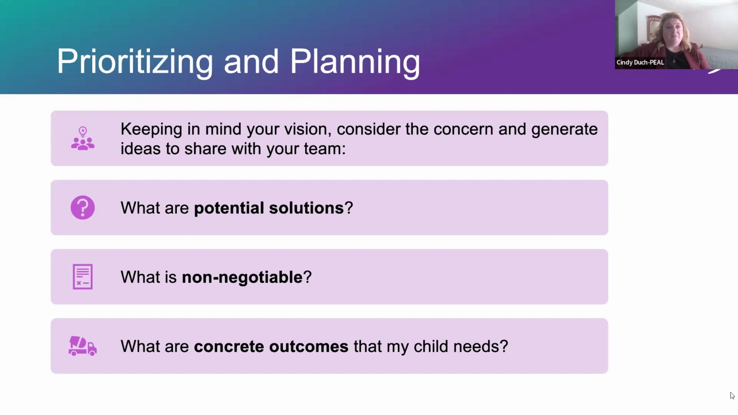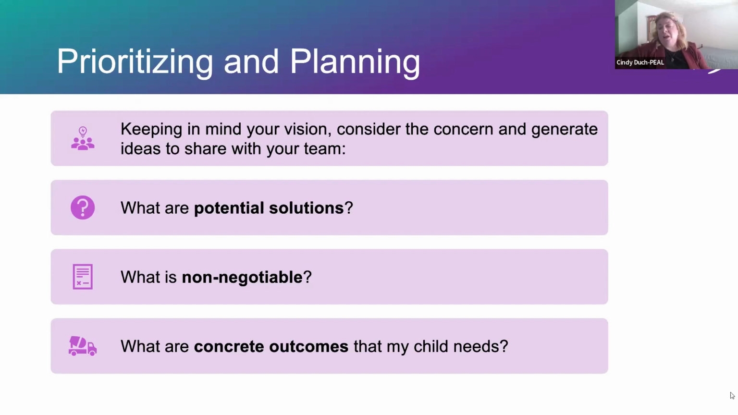And that could be that you want your child in an inclusive setting and he's currently having some behaviors. So we have to figure out what are we going to do as far as the behaviors, but it has to happen in the gen ed setting. So that's your non-negotiable. It's going to happen in the gen ed setting. And how can that happen? And again, what are the concrete outcomes that my child needs? What's going to lend to that vision?